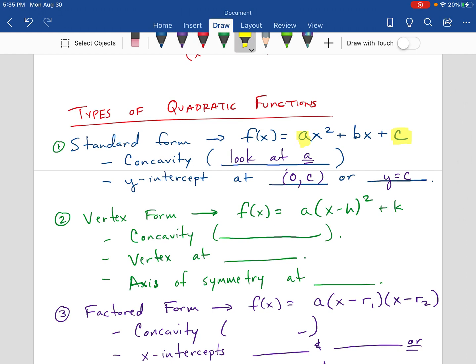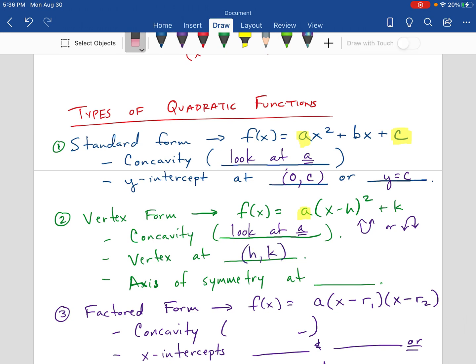If you notice, this also has a in it, just like standard form, and that's because it also tells you about the concavity. So you also have to look at a for the concavity here, whether it is going up or down. Remember, concavity just means that your graph is going up or down. That's what concavity is. It's where is it curved to, towards the bottom or towards the top. Now it also gives you the vertex at h comma k.